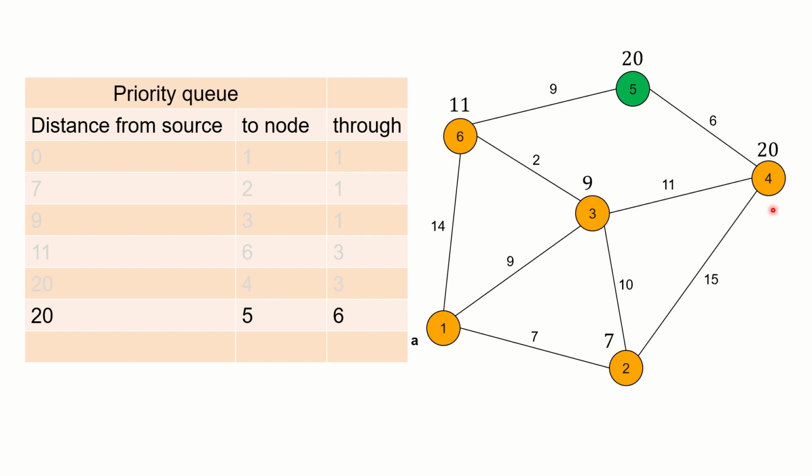Next, we explore the top element of the queue, the node 4, and then we remove it from the queue. Node 4 has only one unvisited neighbor, the node 5. Through node 4, we can reach node 5 with a total distance of 26, which is larger than the previous distance, 20, hence we keep node 5 unchanged. And finally, we explore the top element of the queue, which is the node 5, and we remove it from the queue. Node 5 has no more unvisited nodes, hence we are at the end of the algorithm.